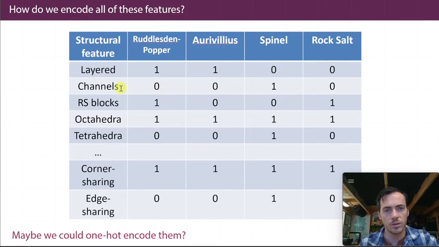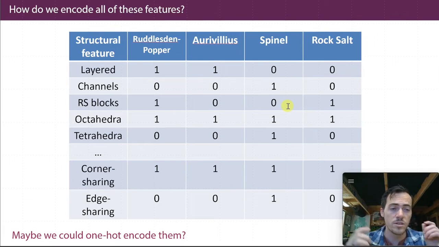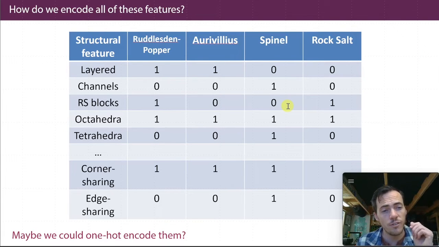Are there channels? In one of these, there are clearly channels. In the others, maybe there are not. Are there rock salt blocks? Yeah, for two of those, there would be. So you can see how these 1s and 0s start to look unique. This array of 1s and 0s becomes a unique fingerprint for each material, and therefore it's a feature vector, right? We've created a feature vector through just one-hot encoding. Maybe that's a good way to go about this. This is certainly one approach to quantifying these otherwise difficult to quantify structural features, okay?